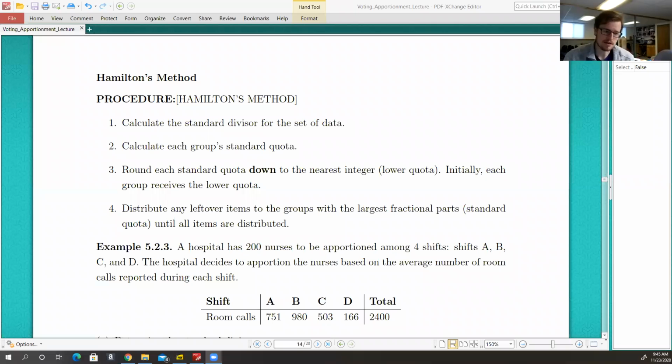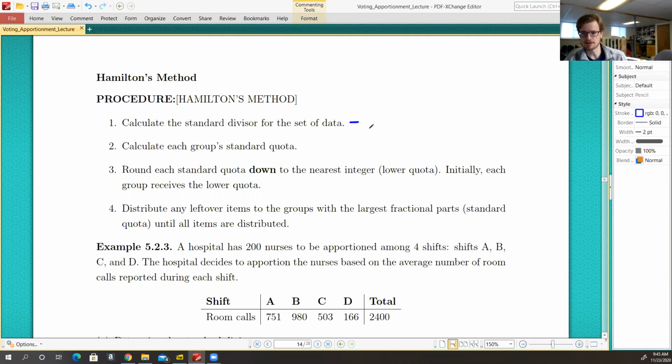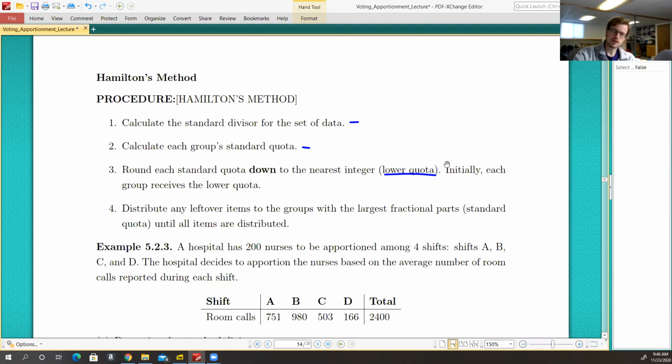So in Hamilton's method for apportionment, what we do is we consider the standard quota for each group. So we find the standard divisor, and then we consider the standard quota for each group. And once we have the standard quota for each group, we round it down to find the lower quota for each of those groups. So initially, we distribute the lower quota to all of the groups. Now, of course, that's going to give us not enough, or we will not have distributed all of the items.